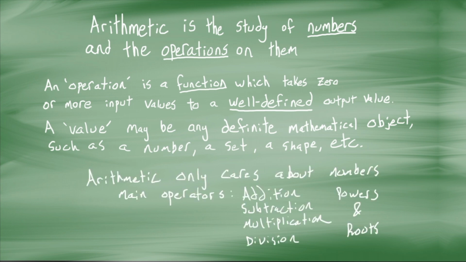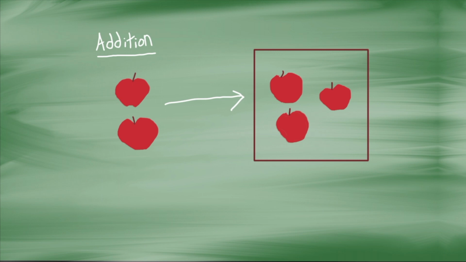Arithmetic only cares about numbers, and the main operators of arithmetic are addition, subtraction, multiplication, division, powers, and finding roots. Addition is the idea of putting one or more of a given object into another group containing 0 or more of the same kind of object. The 2 or more input values in addition are separated by the addition operator, denoted like this.